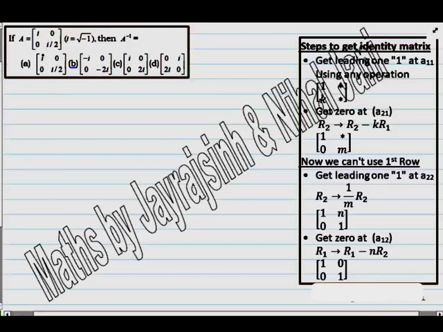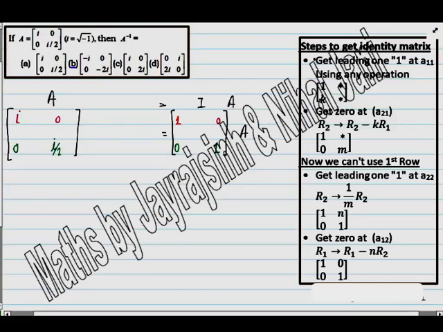Let's start to solve our first question. In the question, the matrix A is given as [i, 0; 0, i/2], and we have to find the inverse of this matrix. And the first step to get this is A is equal to IA.